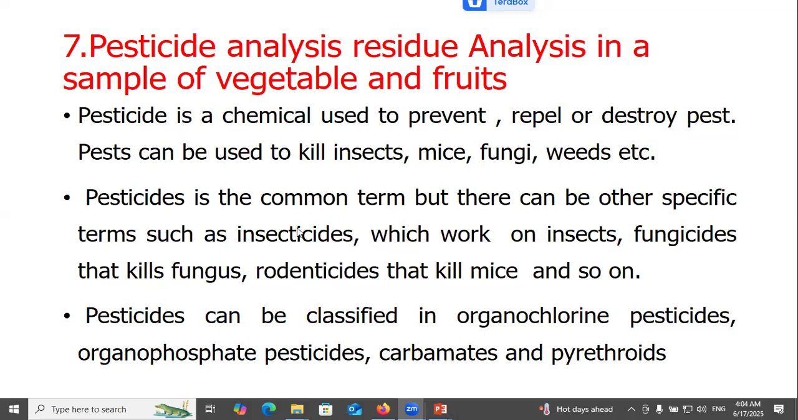Pesticide is the common term, but there can be other specific terms such as insecticides, which work on insects, fungicides that kill fungus, rodenticides that kill mice, and so on. Pesticides can be classified into organochlorine pesticides, organophosphate pesticides, carbamates, and pyrethroids.